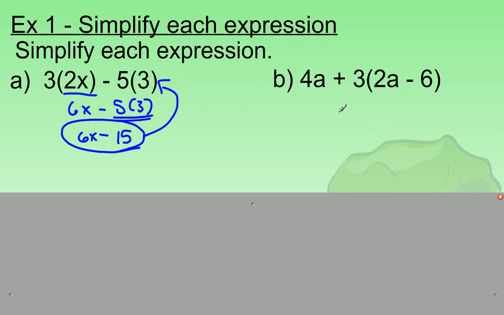Letter B. Let's see, for a, I have an a here and an a here. The problem is this a is inside parentheses, which means we cannot combine those 2 a's as they are. We have to get rid of those parentheses first by distributing. So we're going to take 3 times 2a. 3 times 2a is 6a, and 3 times negative 6 is negative 18.